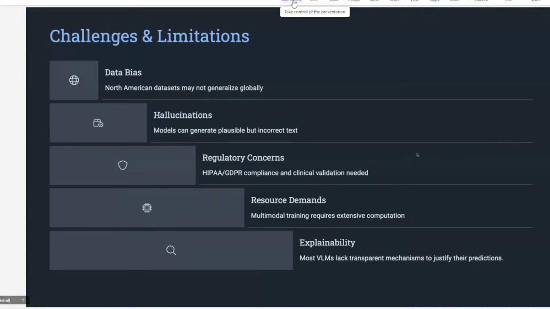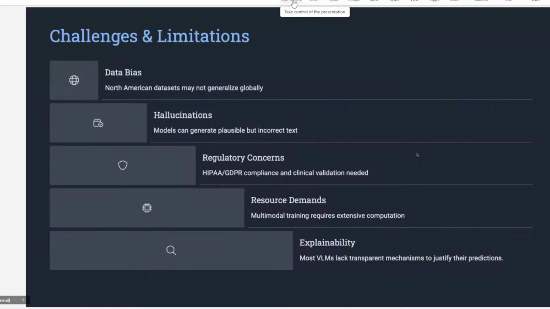Despite their potential and the success which they have shown, VLMs also face some challenges. Let us brief over them. Firstly, the data bias. Data bias is a huge concern with VLMs because most of the public data sets which they have been trained on, for instance, Mimic CXR, come from US hospitals, and they may not generalize that well globally.